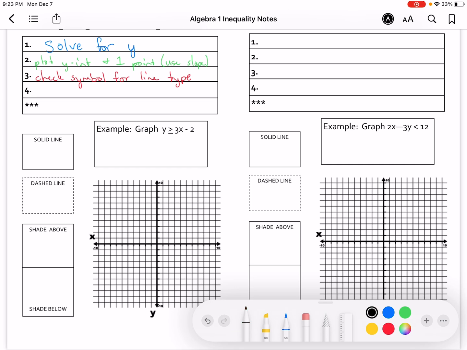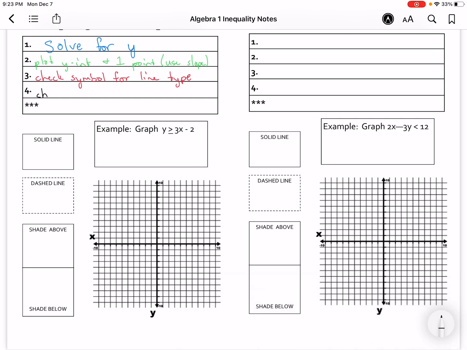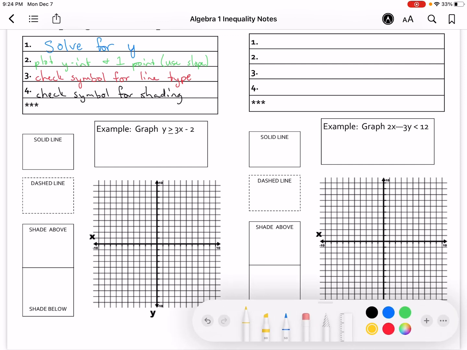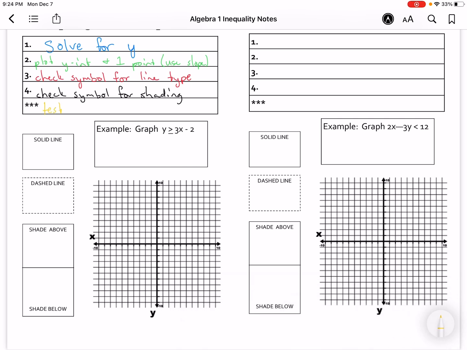Step 4 is going to be the point where we shade. So we're going to check the symbol for shading. And then what we really want to do, and kind of a thing to make sure that we have the right answer, is we're going to test a point. I typically like to test the point 0, 0, as long as it's not on the line itself. And then that lets me know if I need to shade the side where 0, 0 is or shade the other side. So I'm going to walk you through those steps.